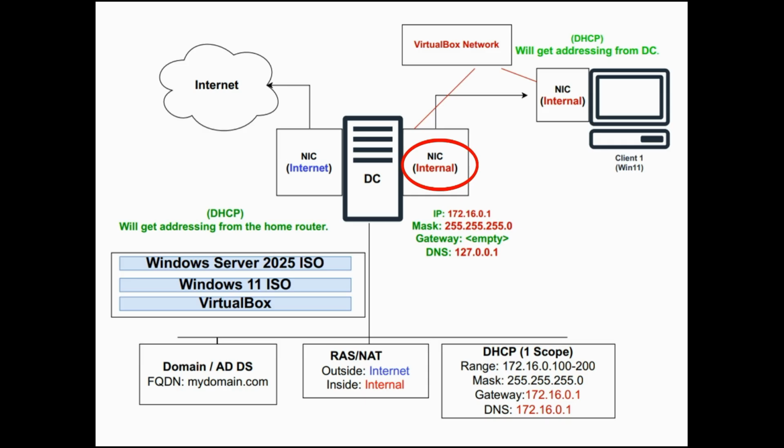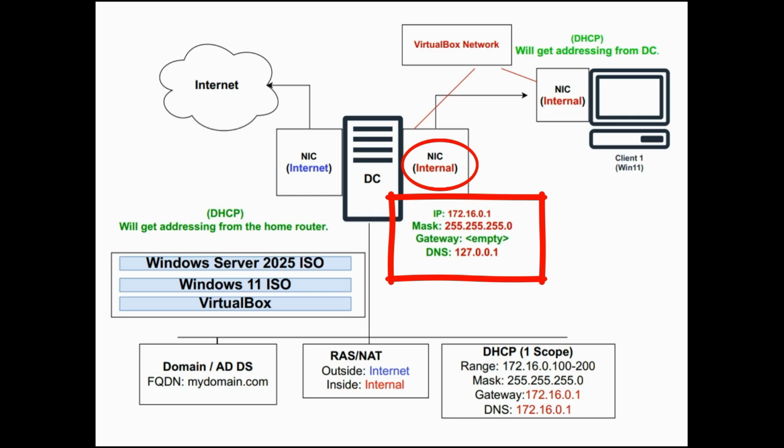Now, because this internal network won't have a router, we'll need to manually give this NIC a static IP address. I'll be using the IP address 172.16.0.1 with a subnet mask of 255.255.255.0. You might notice that I'm not putting a gateway for this NIC, and that's on purpose. A gateway is only needed when traffic needs to leave the network and go somewhere else. This NIC is only for communicating inside the lab network, so it doesn't need one.